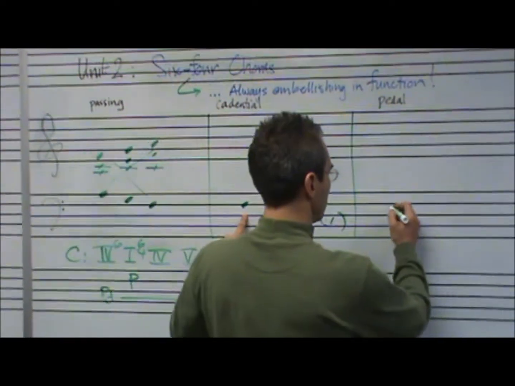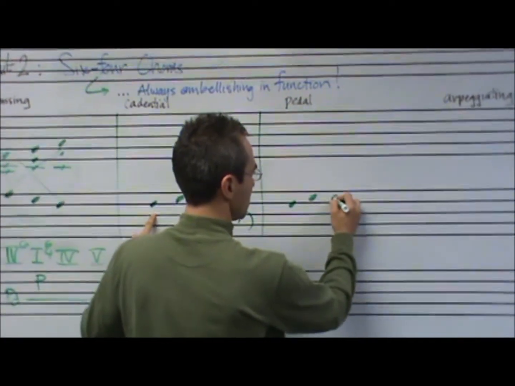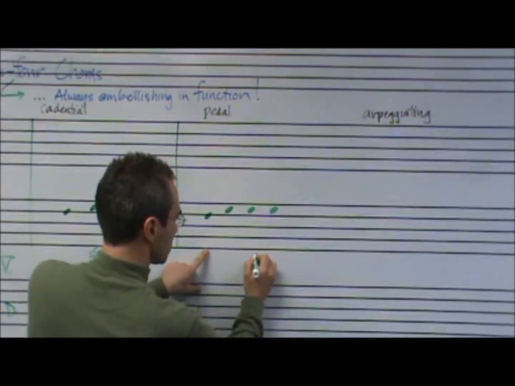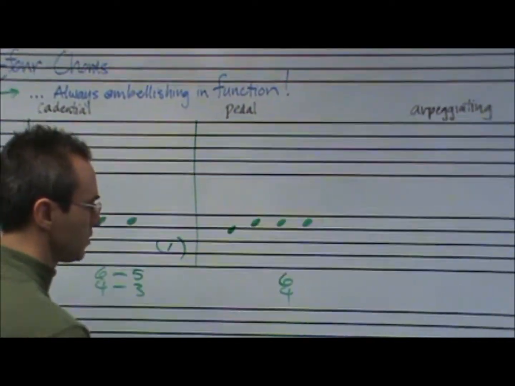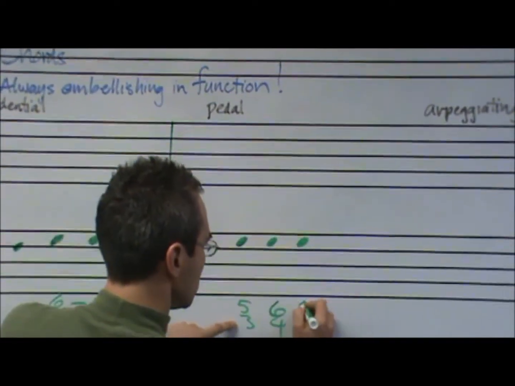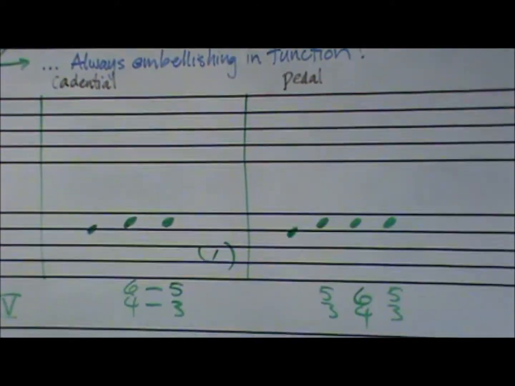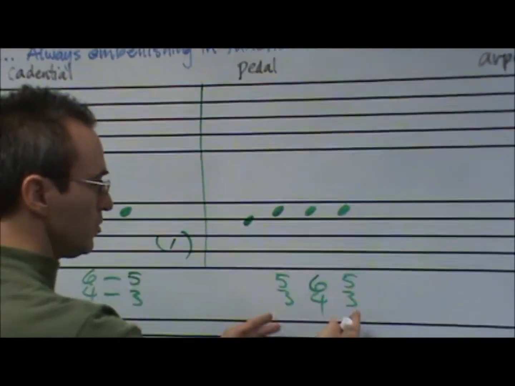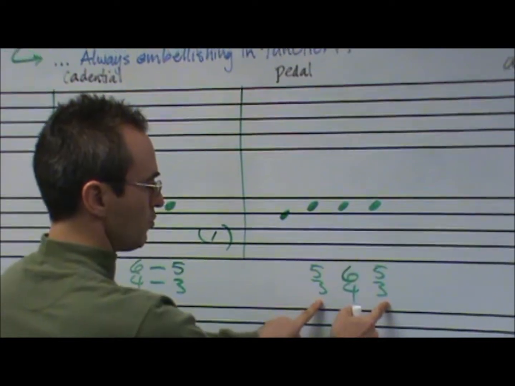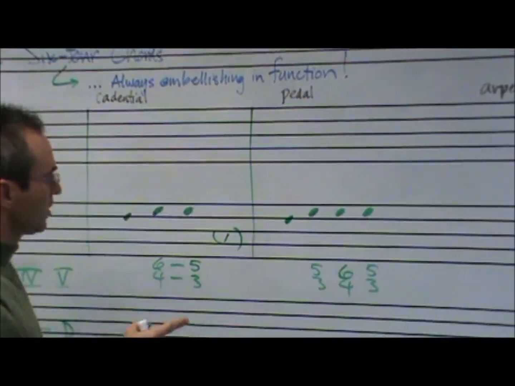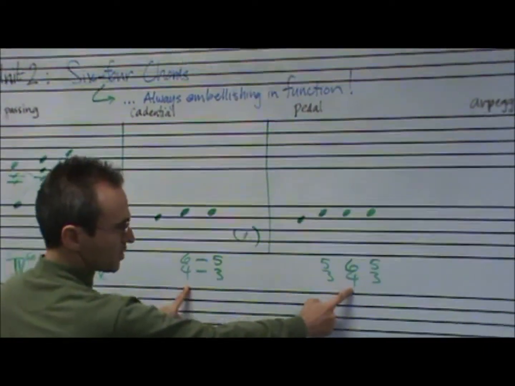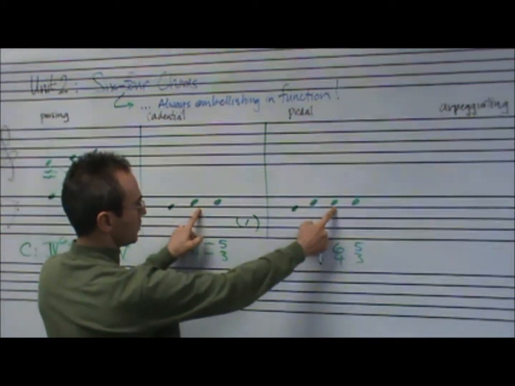Let me show you what a pedal would do. You could still do this, but you'd need to put the 6/4 in the middle between two root position chords. At least that's the most typical way to flank it, with two that are root position. The important thing here is the position of the 6/4 with respect to the bass note.